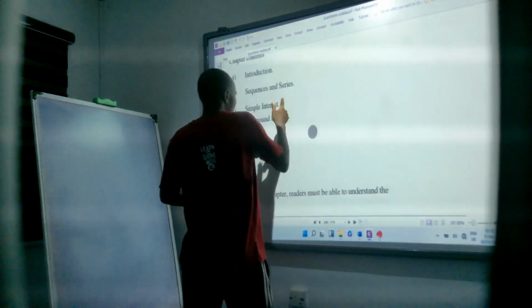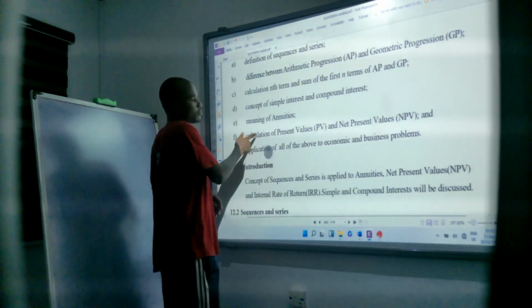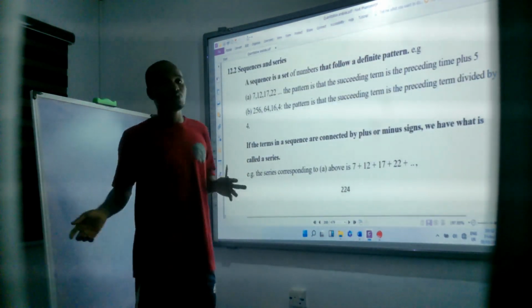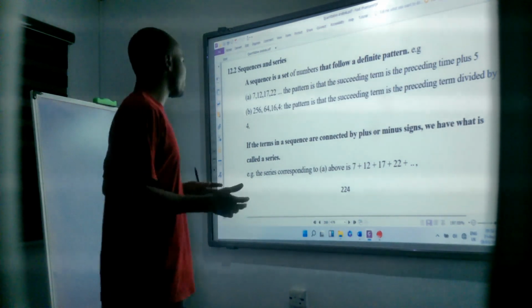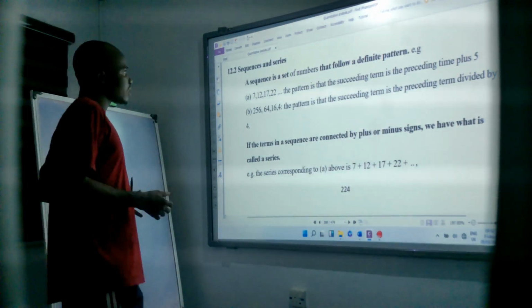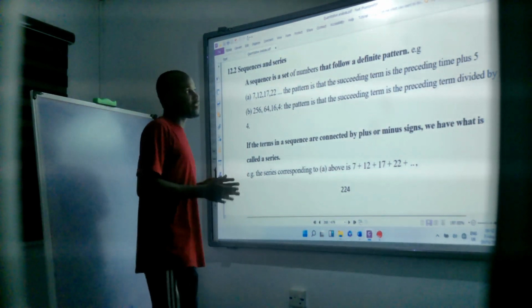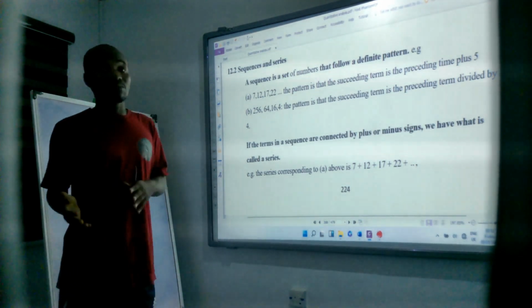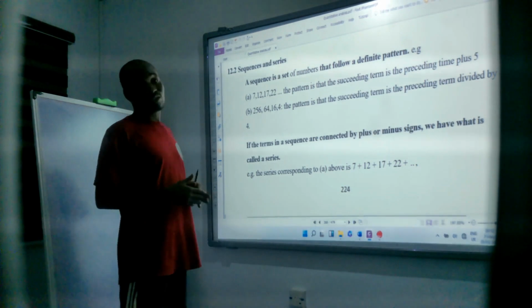So I think we can turn ourselves to solving questions. We are good with AP and GP. We have talked about AP and everything, and we are good with that. A sequence is a set of numbers that follow a definite pattern. Yes, they follow a particular pattern.